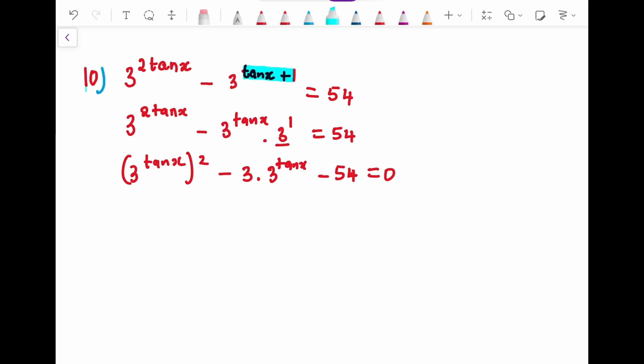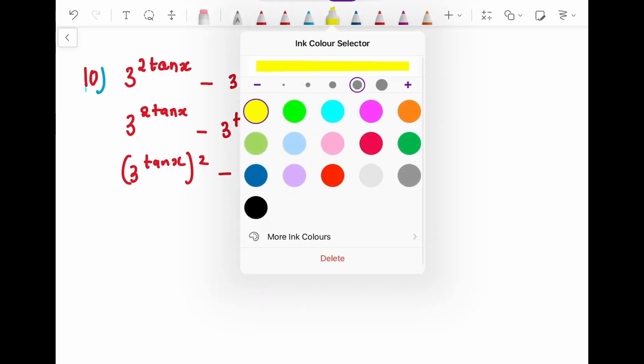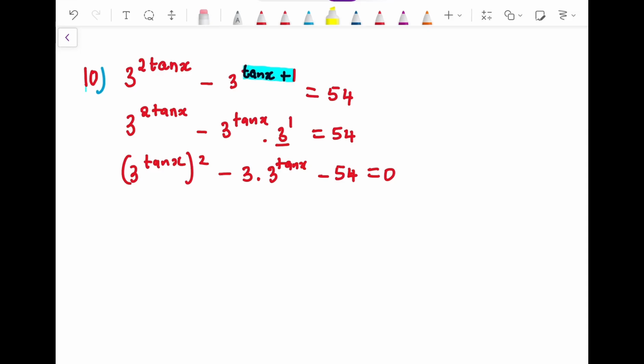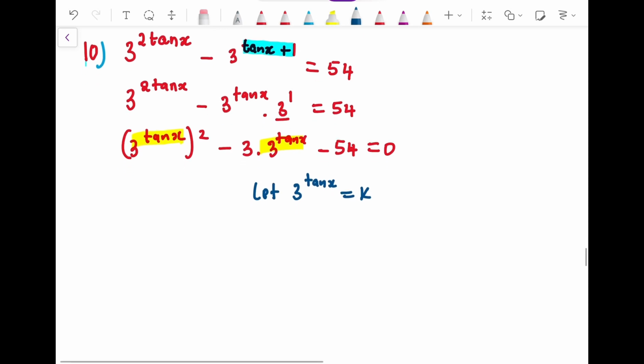And then from here we can see that we have this 3 to the exponent tan of x. We can just say let 3 to the exponent tan of x equal to k to simplify this. Now, this will be k squared minus 3k minus 54 is equal to 0.